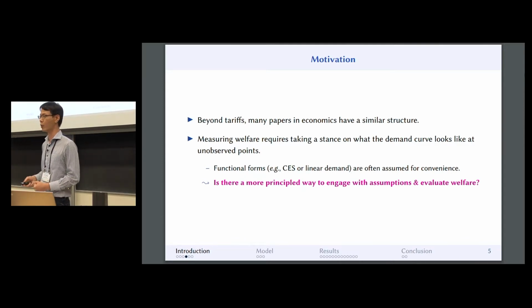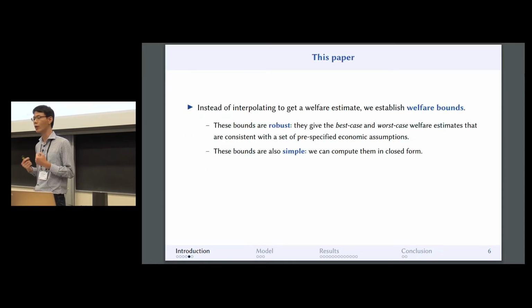And so what we do in this paper is that instead of interpolating between these 2 points to get a welfare estimate, we establish welfare bounds that hold for a family of demand curves. These bounds are robust in the sense that they give the best case and worst case welfare estimates that are consistent with whatever sort of family of economic assumptions that we consider. And these bounds are also simple in the sense that they lead to closed form expressions for what the best case and worst case welfare estimates will be.